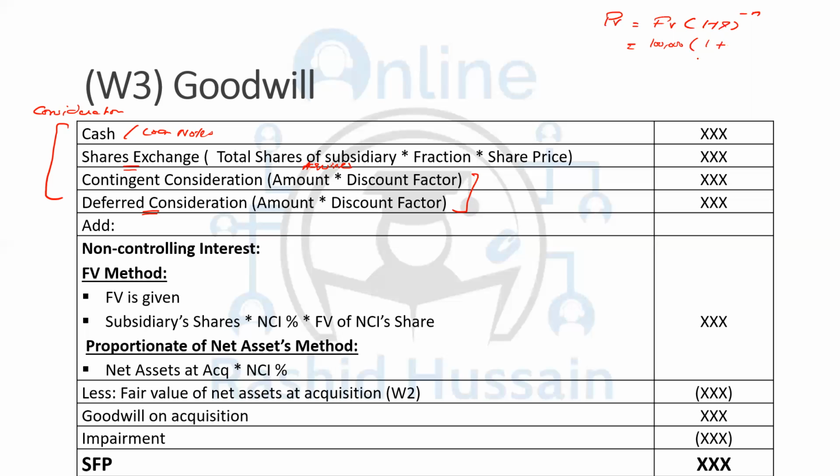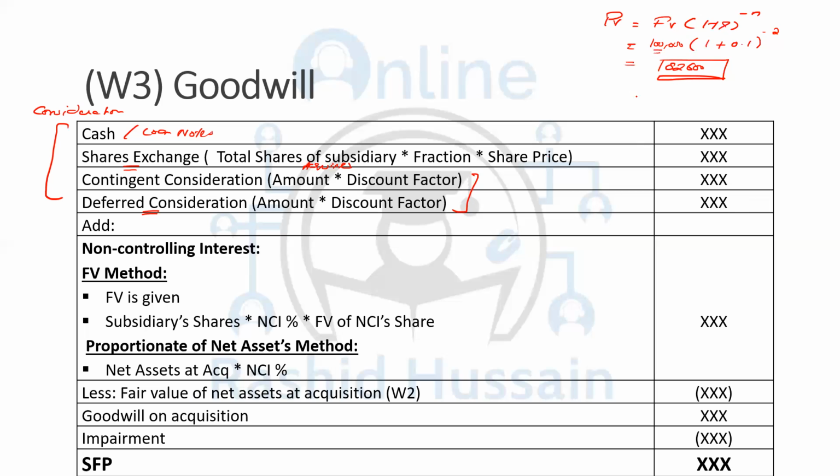Rate of interest is 10%, so 1 plus 0.1 raised to power minus 2. So 1 lakh times that discount factor, and then you will get the present value of it. For example, it's 0.826, so 82,600. Now, this is the present value of the future payment. So for contingent consideration or deferred consideration, you need to take the present value of it here. But remember that the liability is 1 lakh, not the 82,600.